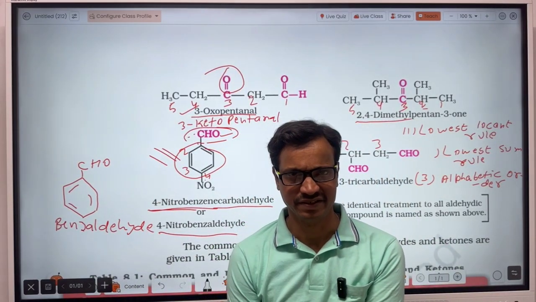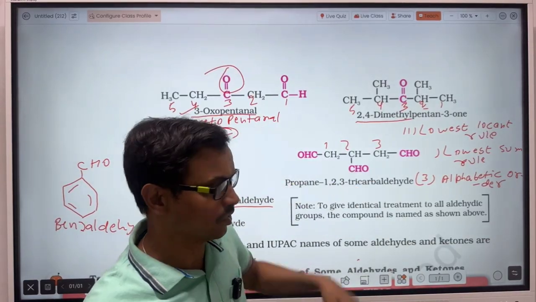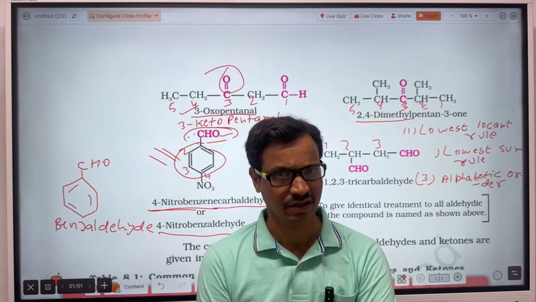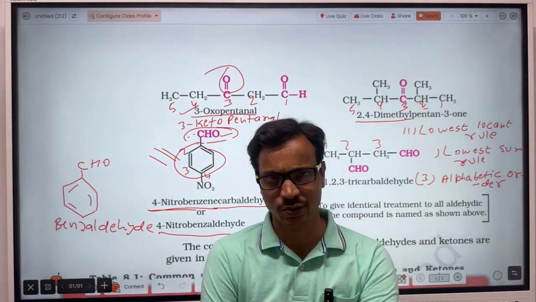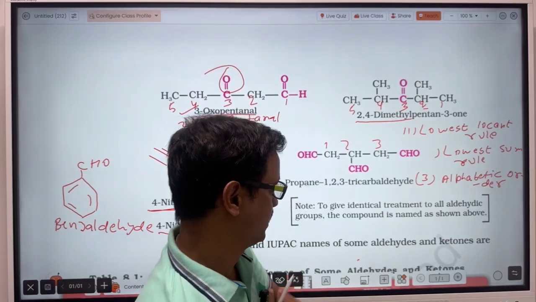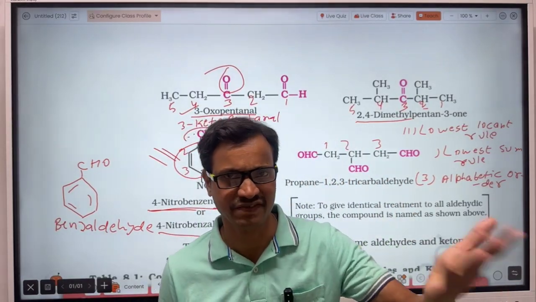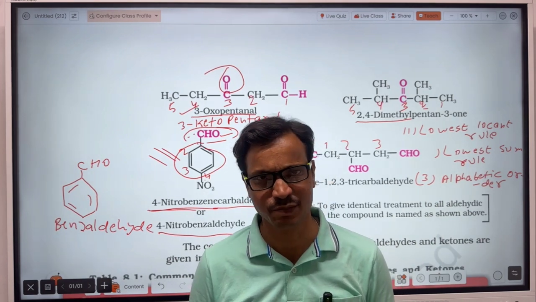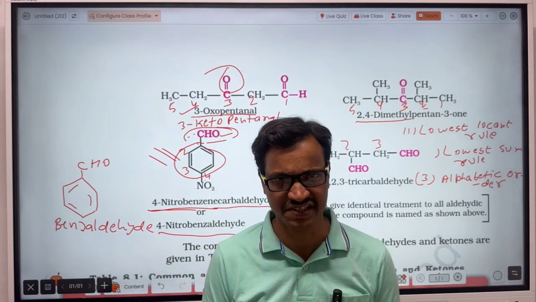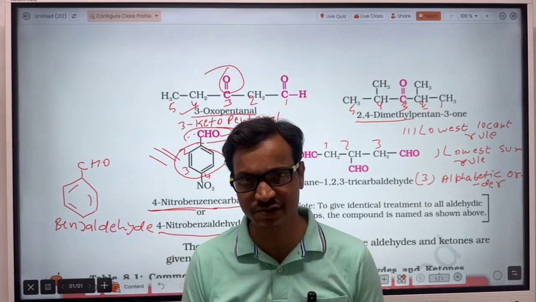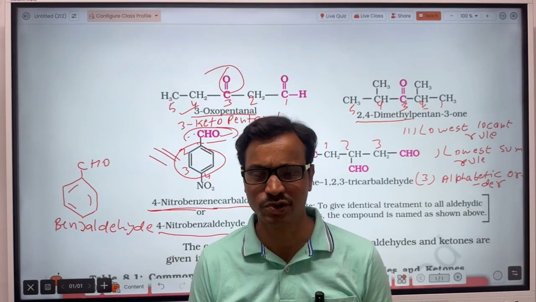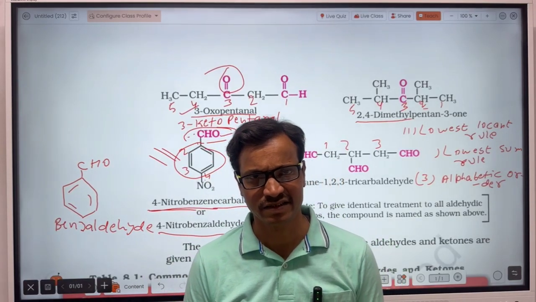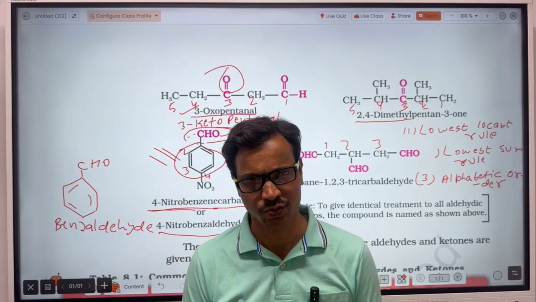You will have to do the numbering in such a way that this CHO also acquires the lowest position. This CHO should also acquire the lowest position. So in this compound, it does not matter whether you do the numbering from the left hand side or the right hand side, the CHO group will get the same position. But in a compound in which there is a third or fourth CHO group, whatever it may be, you will have to do the numbering in such a way that the second CHO group acquires the lowest position.